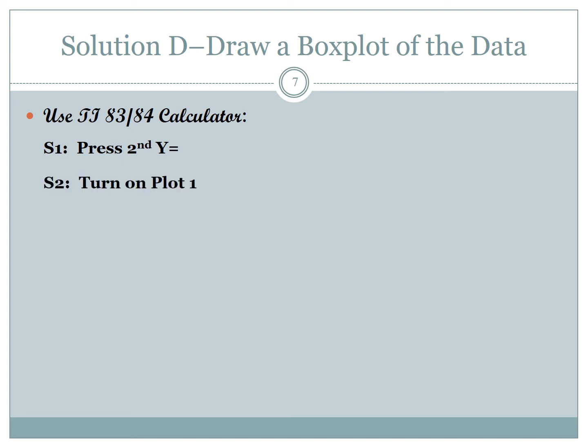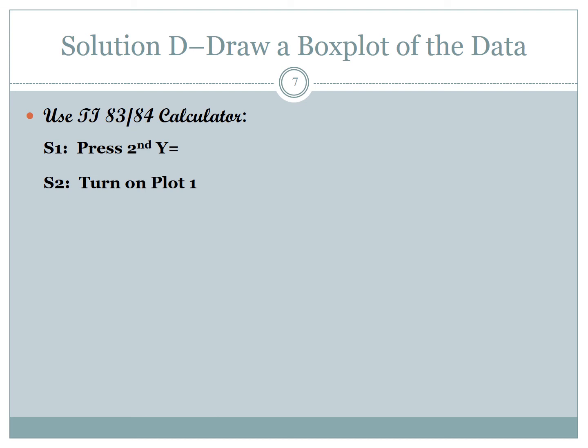And the next step is to turn on plot 1. So you see there's a set of plots there. You want to select plot 1. And when you hit enter, it turns the graph on. So you hit enter and it's on. It toggles. If you hit it again, it will be off.